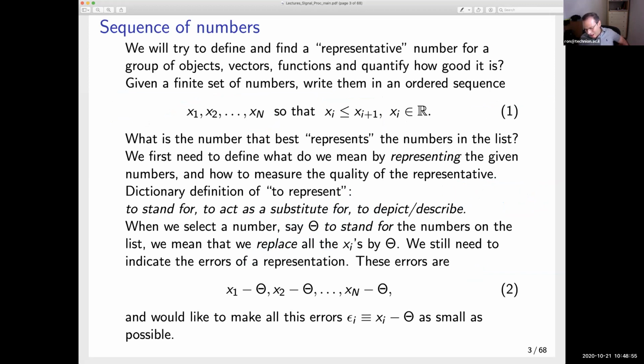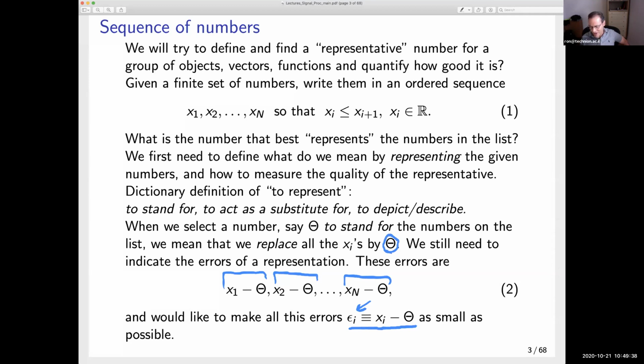What I will try to do is say that this theta is a representative of all my numbers, and then the error of representing all the numbers by theta is subtracting theta from each and every one of my given numbers. We'll denote the error of representing xi by theta as epsilon i, the error i. And now the question is, how should I represent my numbers using this kind of theta? Anyone has any idea?